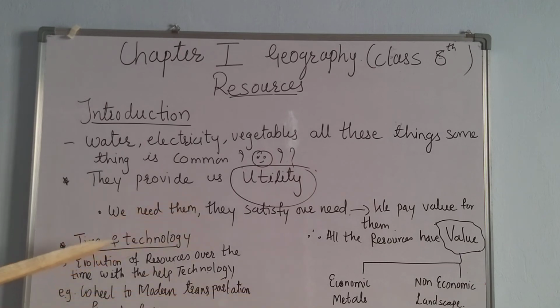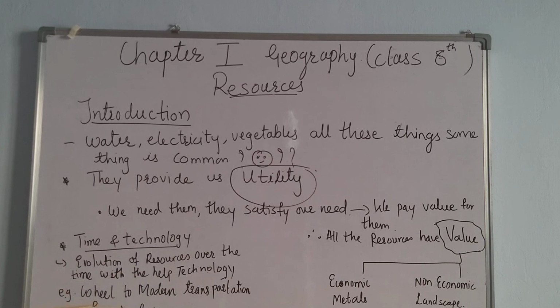Then the next point we will discuss is time and technology. Time and technology are two important factors that can change a substance into a resource. For anything to change, it requires time, and technology means a way. I can give you an example: the evolution of resources over time is helped by technology.